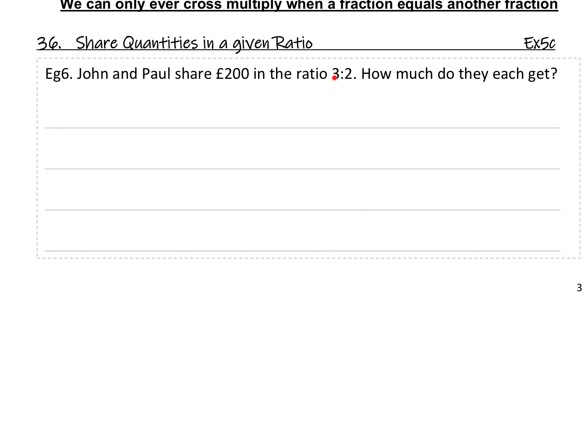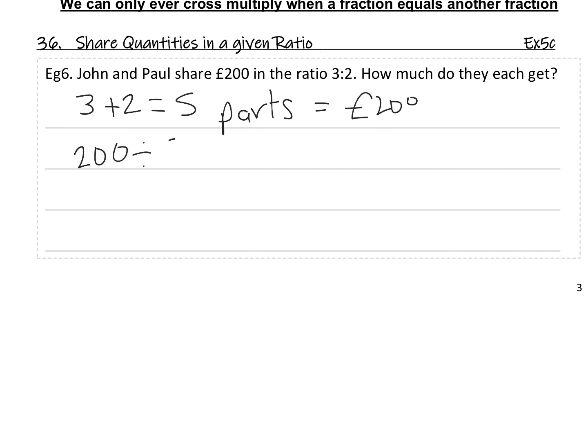Well, the ratio here is 3:2, and that tells you that the total number of parts is 5. So there are 5 parts in the ratio, and the 5 parts will equal £200. So £200 is your 5 parts. So if you want to work out one part, you get 200 and divide it by 5, which gives you 40. So £40 is one part.